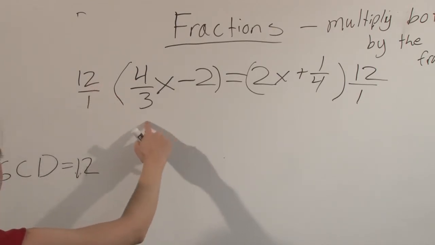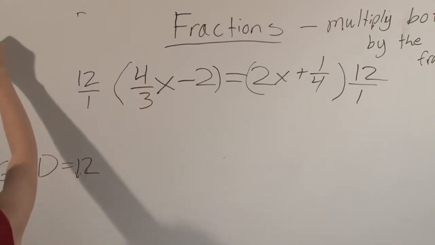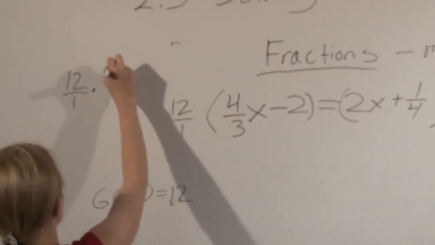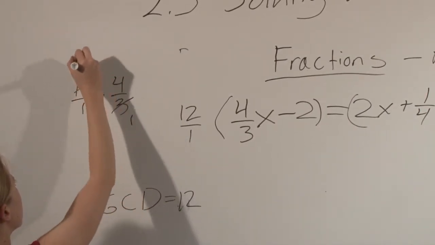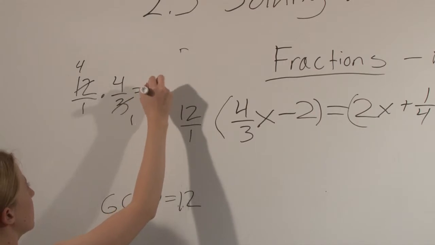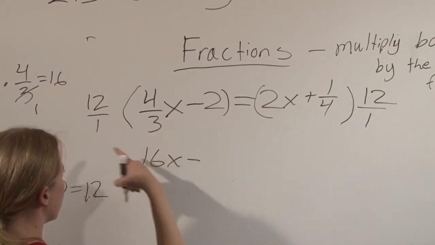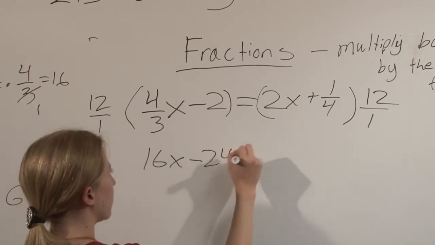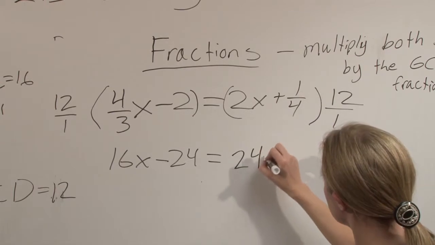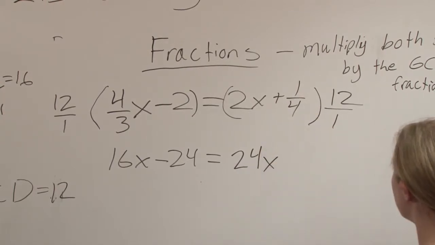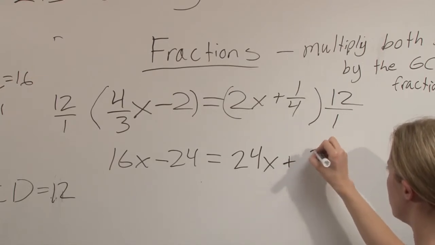So here, I'm multiplying 12 by 4/3. Well, that is going to give me 16. So I will have 16x minus 2 times 12 is 24. And then over here I'm going to have 24x. And then 12 times 1/4, that's going to be 12 over 4, which reduces to 3.